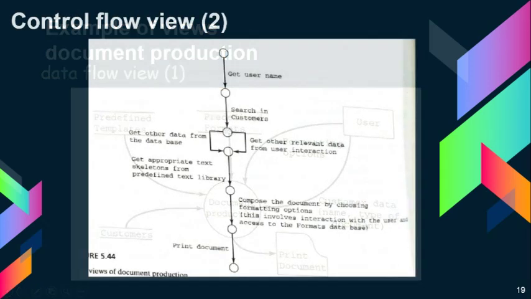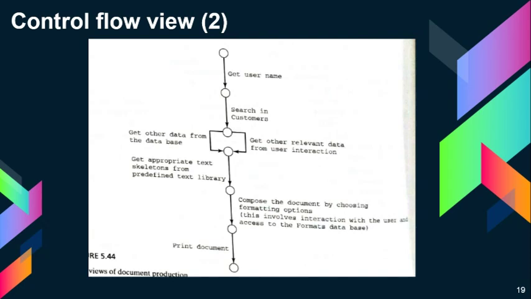The figure, however, does not specify the order of execution of the actions that lead to the composition and printing of the document. This is specified by the control flow view, which is in the figure, and which shows that after having gotten the customer's name, we may get further data, the customer's address, the date of birth, etc., either from the customer database or through more interactions with the customer.